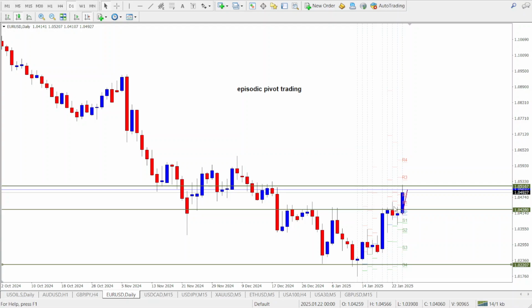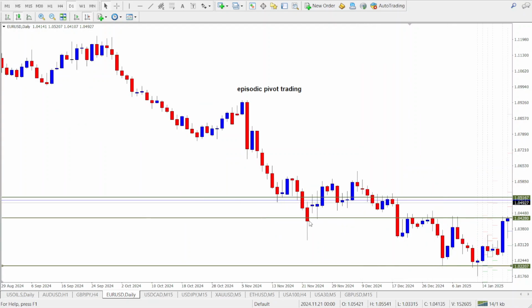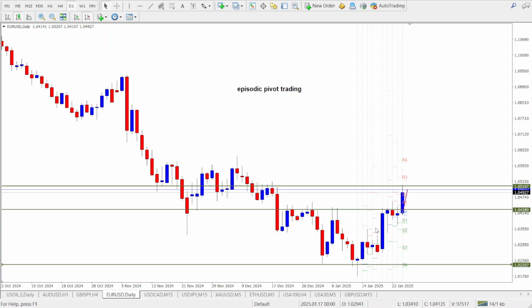And then in terms of breakout and retest, if price breaks above or below a pivot level, watch for a retest. A successful retest where price respects the pivot as new support or resistance can provide a high probability trade setup. Then in terms of trend and range trading, in trending markets, you can use episodic pivots to identify pullbacks or continuation.